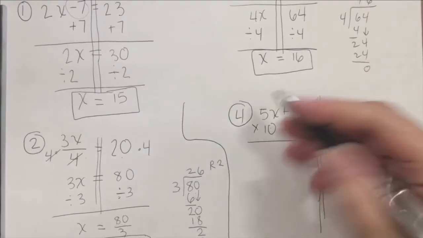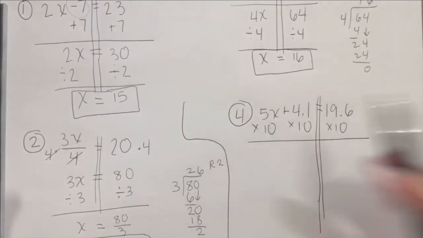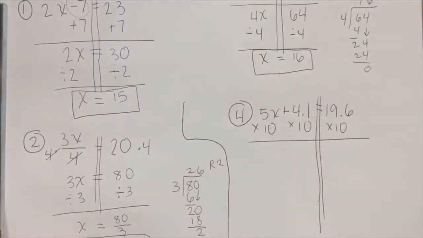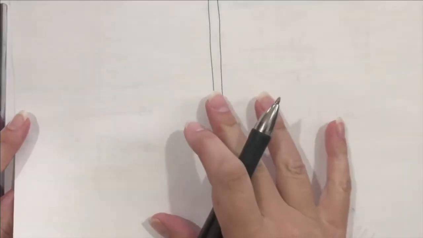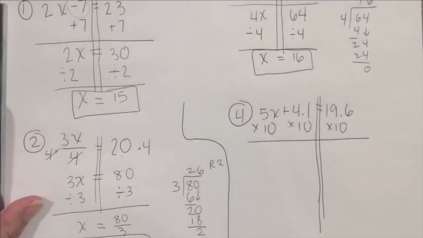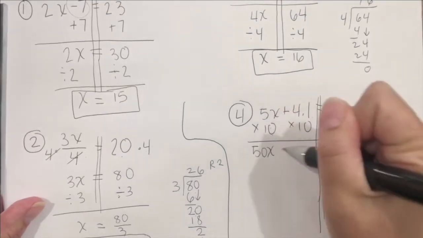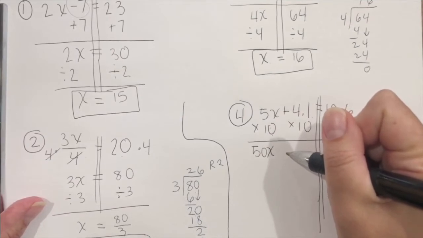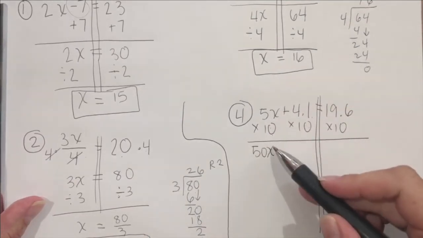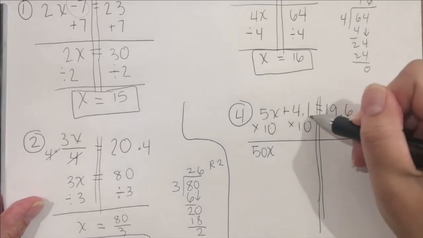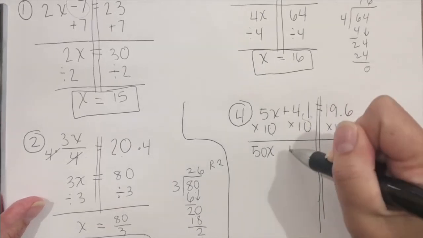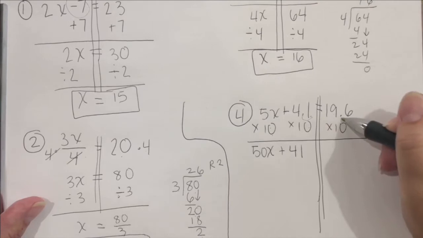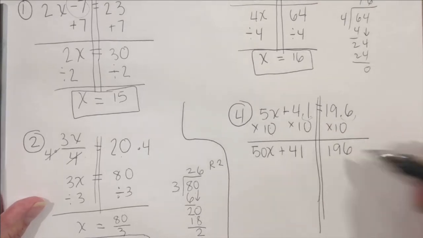So 5x times 10, if we had 5 x's and we're just making everything 10 times as many in our equation mat, remember I'm thinking of this like the equation mat, then now we have 50 x's. I can't actually show you that because I don't have that many tiles, but that would be a pretty epic problem to put out 50 x's. All right, so 4.1 times 10, we're just going to move the decimal once and have 41, and that was positive. And then 19.6 times 10, we'll just move the decimal once and have 196.